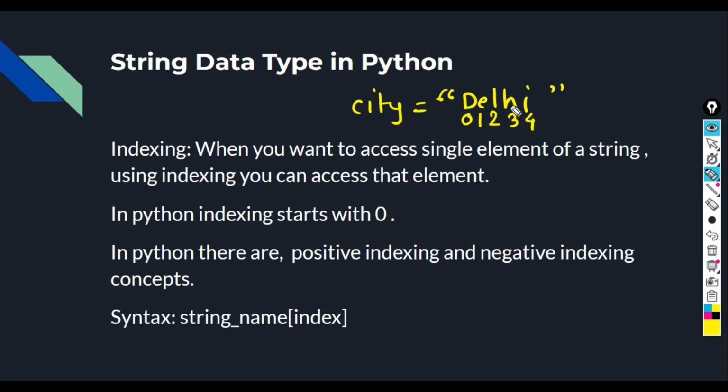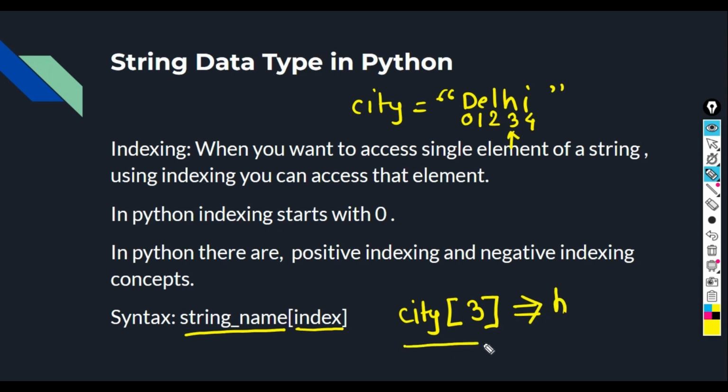If you want to access this h using its index, how to access that? I have given the syntax here. You have to give the string name and square brackets, and in that you have to give the index. Our string name is city, and here we have to provide the index. The index of this h is 3, right? And it will give us h, small h. In this way using indexing you can access a single element of a string.